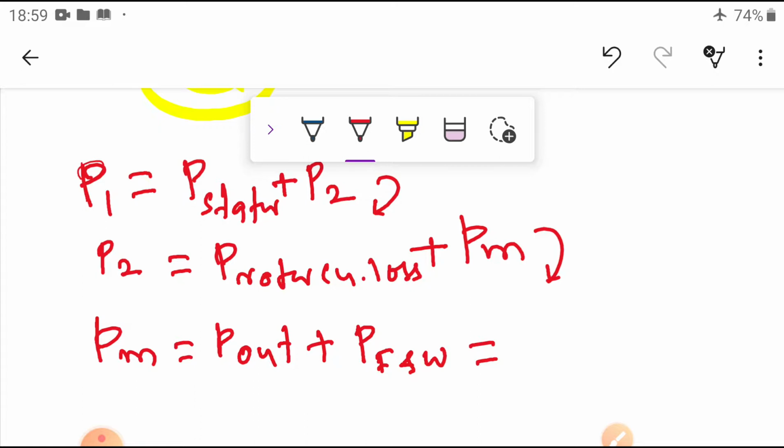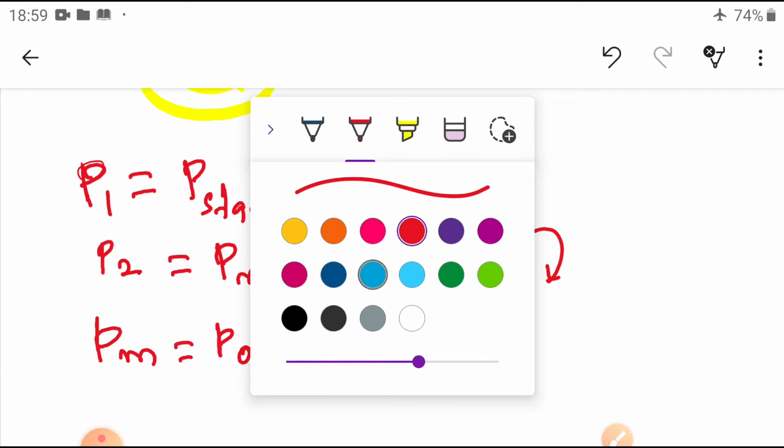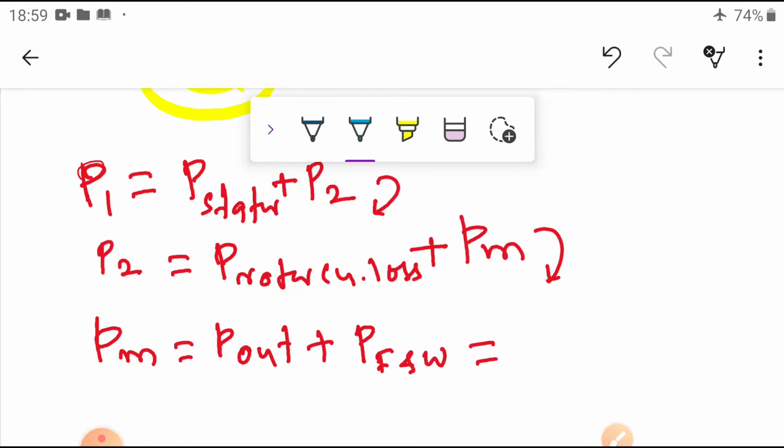Now you can observe what values are given here. Simply you can see this value is given and this value also given. P out is given, nearly 10.8 kilowatts. At the same time, friction and windage losses are also given. So by adding these two, we get the PM.